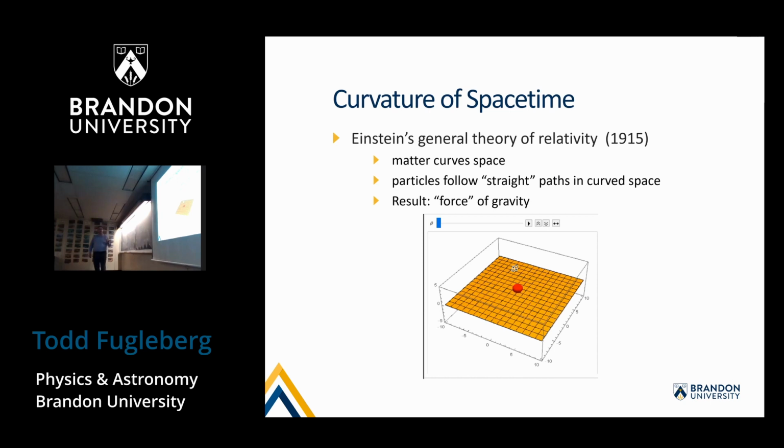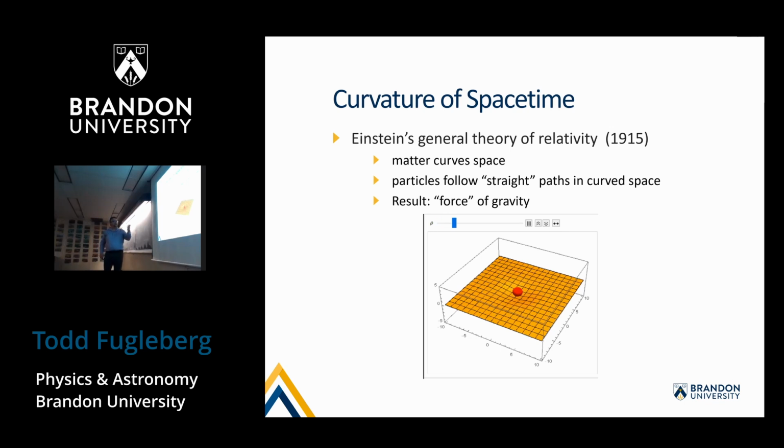So, 1915, Einstein published a general theory of relativity. The basic idea is that matter curves space, and then particles moving in space follow what are straight paths in the space. They look curved to us, but because of the curvature, they're actually straight lines. And that explains the force of gravity.